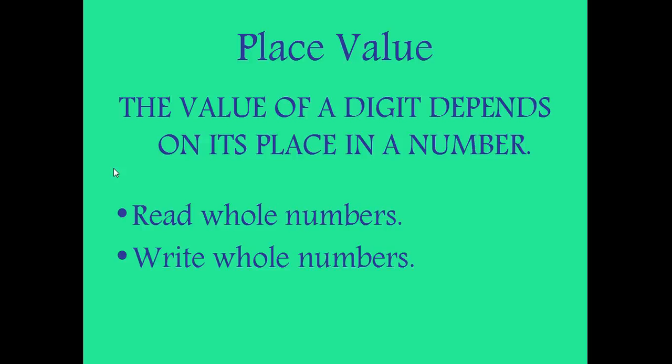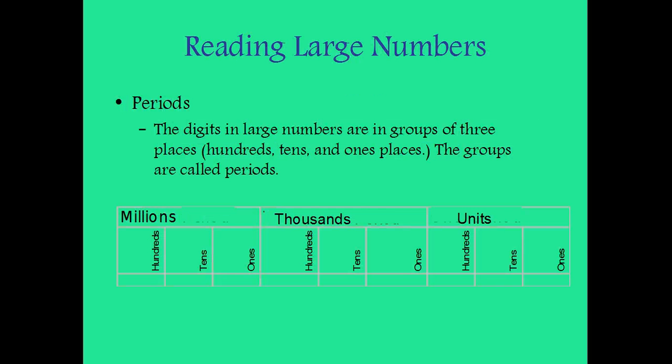Alright, place value. The value of a digit depends on its place in a number, and we'll discuss all those different places. Reading large numbers. There are different periods that we have. Digits in large numbers are in groups of 3, and they're always the same groups. They're always in the same places within these groups. So you always have ones places, you always have tens places, and you always have hundreds places.